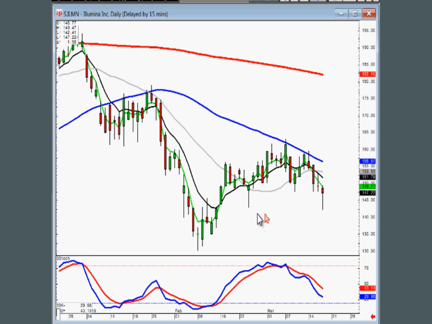ILMN, if this opens lower, you can still be shorting this one. If I was short, I wouldn't want to see it trade back up through today's high. That would tell me there's a little bit too much strength in it.